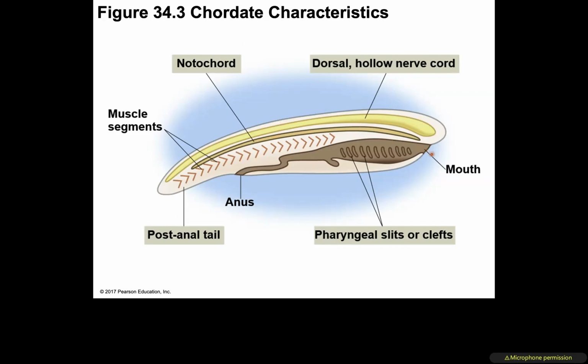And then here's the mouth, and you can see coming from the mouth your pharyngeal slits, however you want to say it. This right here, we're looking at mouth to anus. So obviously, vocabulary that we've taken from the past, this is an alimentary canal. And you can see here, this is the postanal tail. Postanal tail basically is beyond the anus.